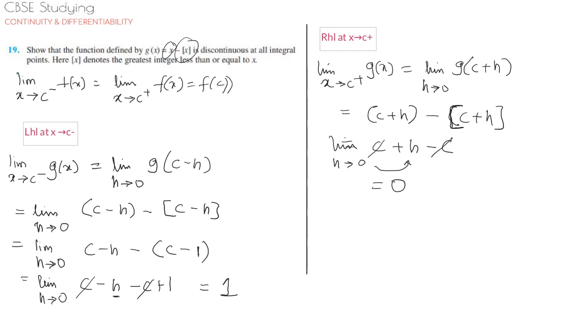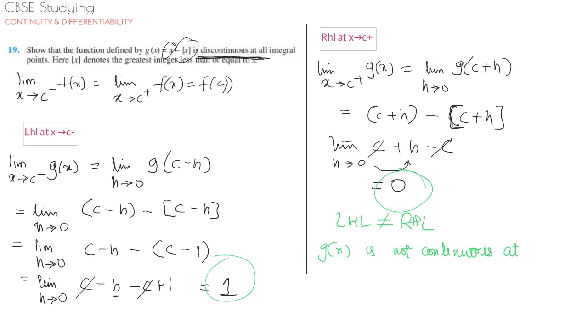So we have to show that the function is discontinuous at all integral points. Since our left hand limit is 1 and our right hand limit is 0, we have proved that g of x is not continuous. LHL is not equal to RHL, and g of x is not continuous at all integral points. Okay, simple.